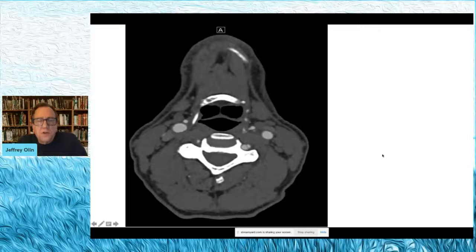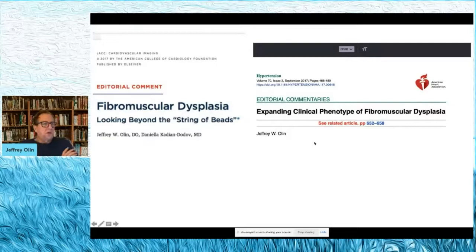That means that artery is torn and blood is flowing in two channels. So that's what a dissection is. And we demonstrated, as I'll show you in a paper, how common this really is.